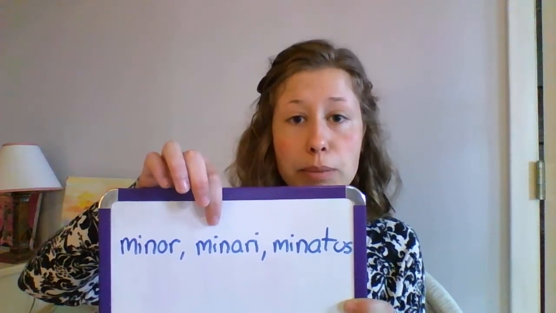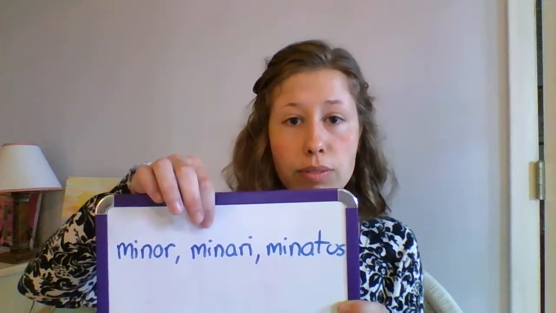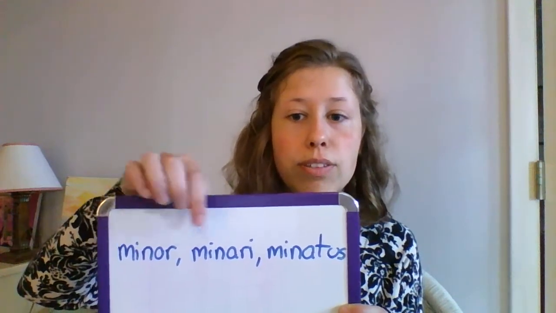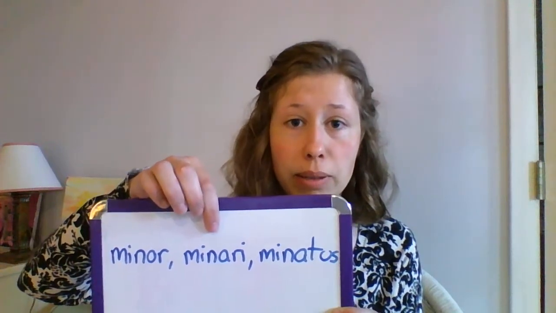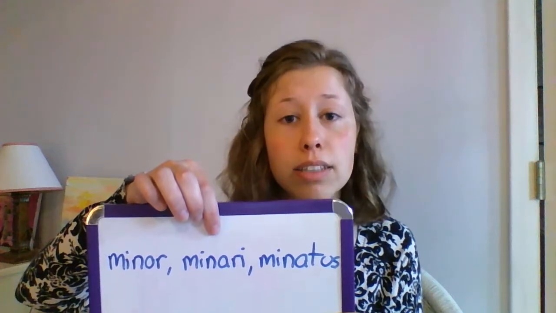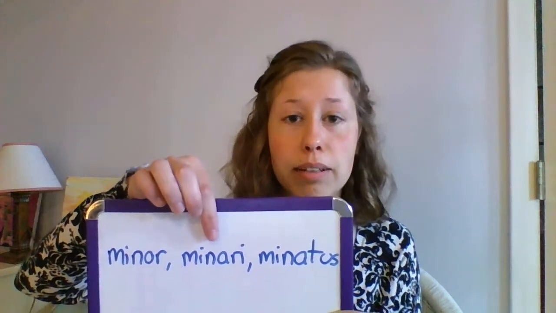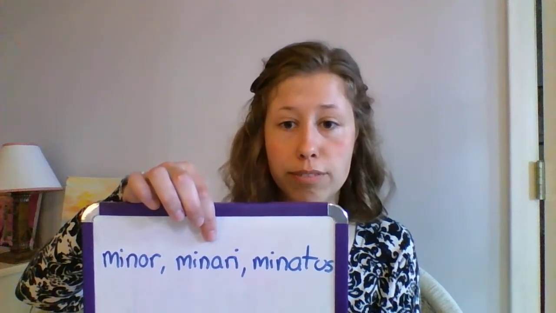The second principal part is still the infinitive. So regardless of what you have here, this is the infinitive. If you just have minor, minari, minatus, that one is just standing in the place of the infinitive. So the second principal part is always the infinitive. And just like amo, that second principal part, the infinitive, also gives you the imperfect subjunctive.